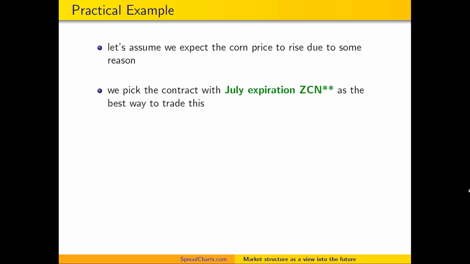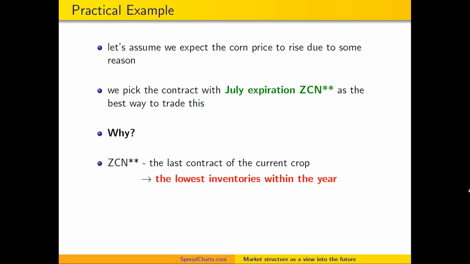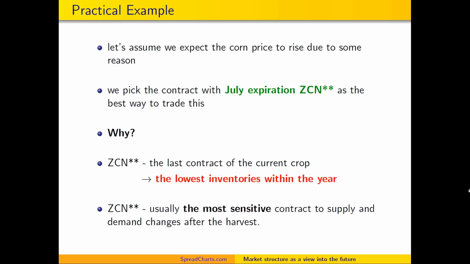Why? Simply because July expiration is the last contract of the old crop when the market is tight as inventories are thin before the harvest. Therefore, it is the most sensitive contract to changes in supply and demand. So when the corn price goes up, the July contract usually moves the most. Reading and understanding the term structure is also critical for commodity spreads, but this topic is for another lesson.